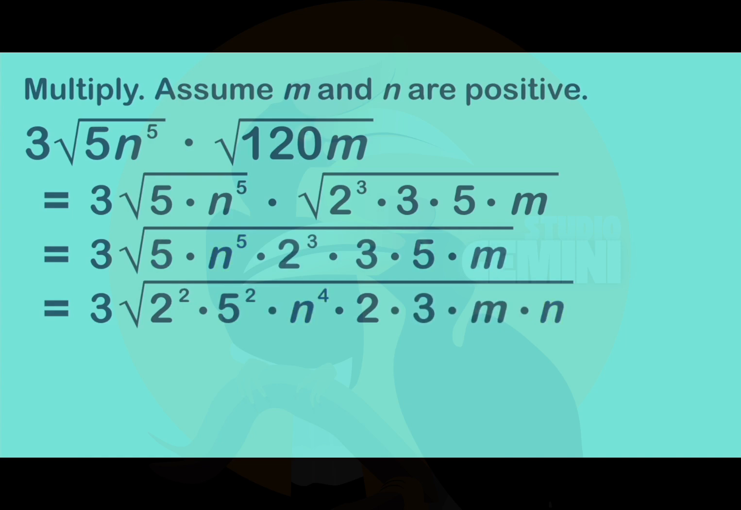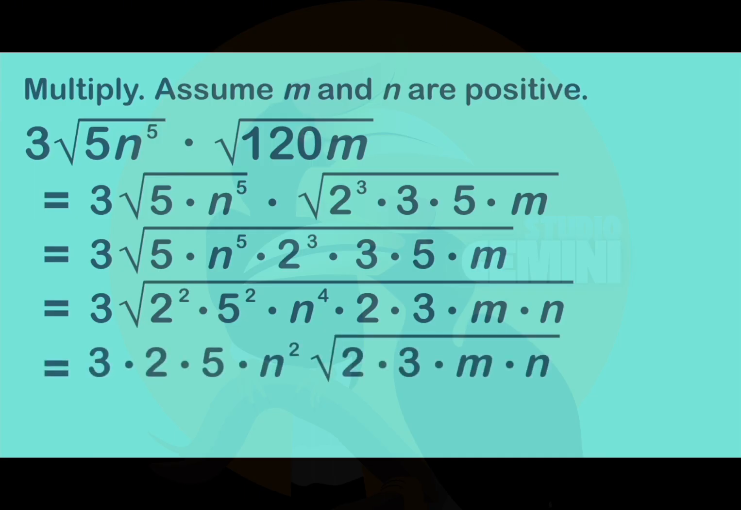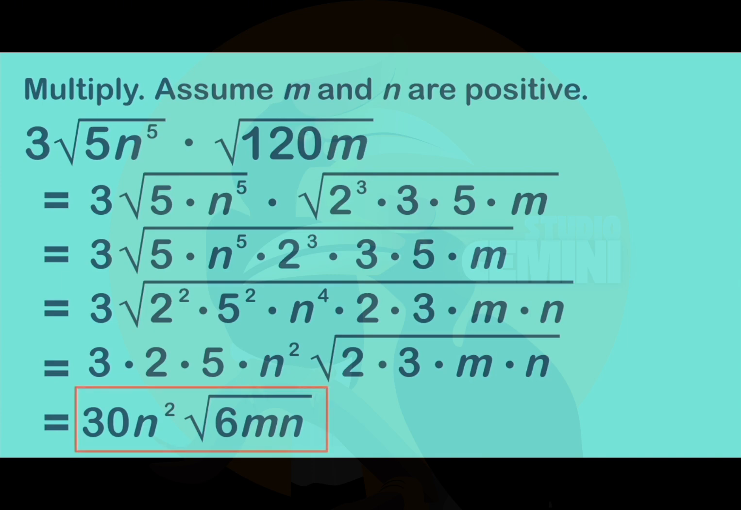The square root of 2 squared is 2, the square root of 5 squared is 5, and the square root of n to the 4th is n squared. So we move these three factors outside of the square root to be multiplied with the 3 that was already out in front. Now let's simplify. 3 times 2 times 5 times n squared is 30n squared, and 2 times 3 times m times n is 6mn. So the simplified expression is 30n squared times the square root of 6mn.